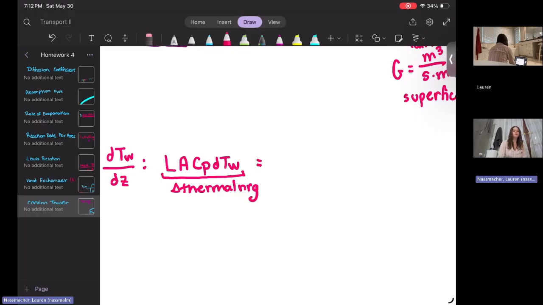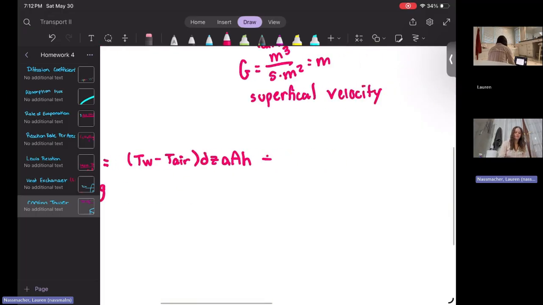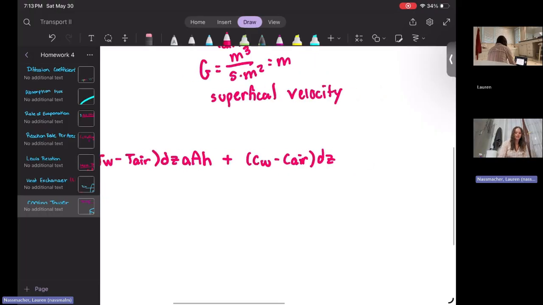And this is equal to the change in the temperature of our water minus the temperature of our air. So that's a change in temperature with respect to dz. You want to make sure this is the correct unit, so multiply it by your volume, which is capital A multiplied by our height. And this is added to the concentration of our water minus the concentration of our air, multiplied by the change in z once again. And to keep units correct, also multiplied by our area and packing, as well as our mass transfer constant.